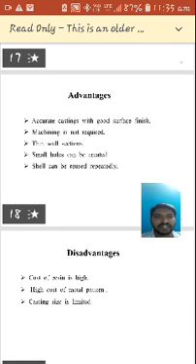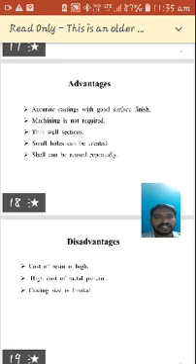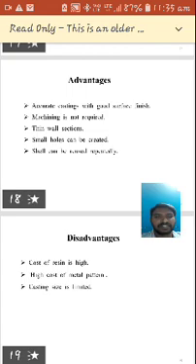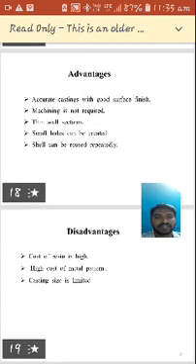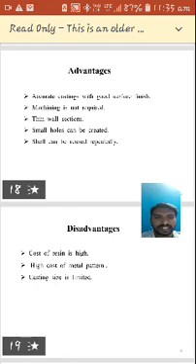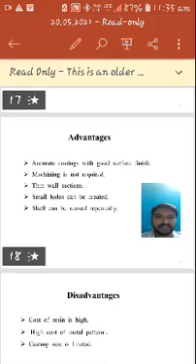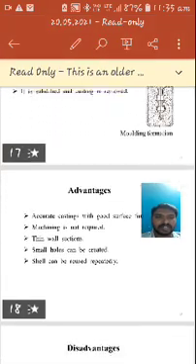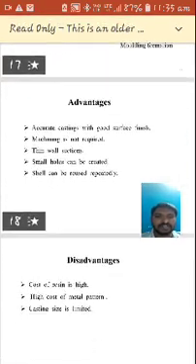Accurate casting with good surface finish. Machining is not required. Thin wall sections and small holes can be created. The shell can be reused repeatedly. Whatever mold shell is prepared, we can use it repeatedly.